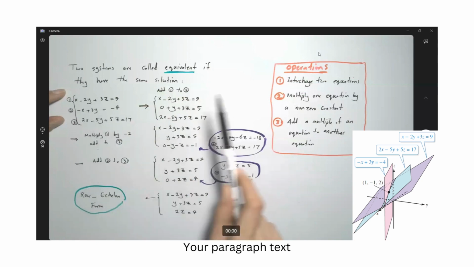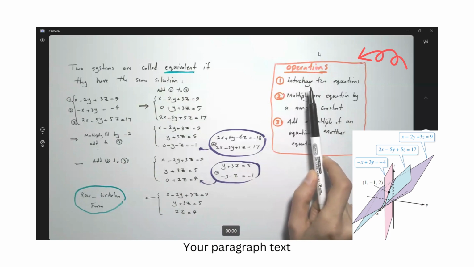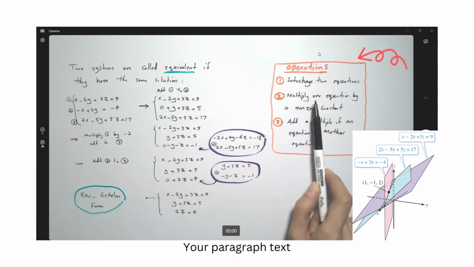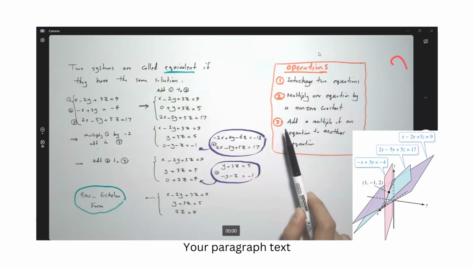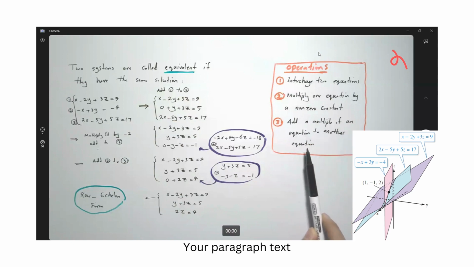To do that, we can follow these operations. The very first operation, interchange two equations. The second operation, multiply one equation by a non-zero constant. And the third is adding a multiple of an equation to another equation.